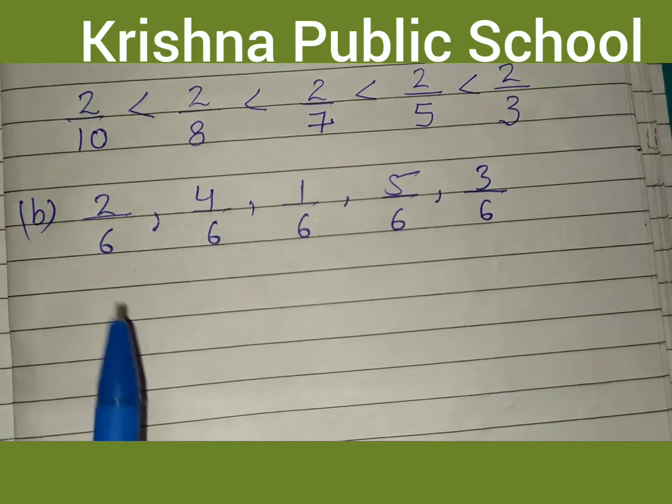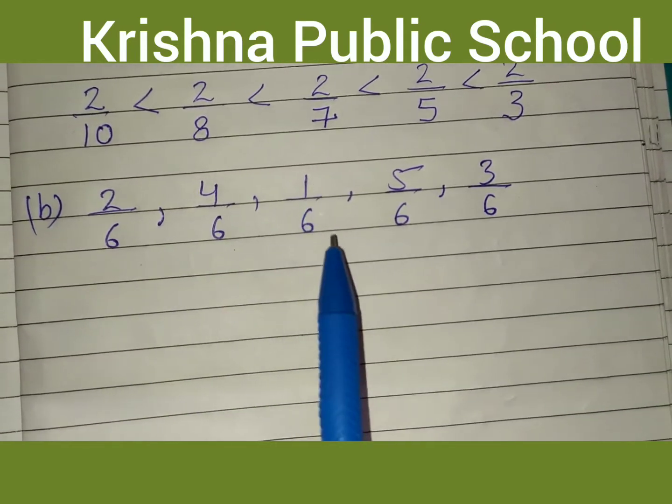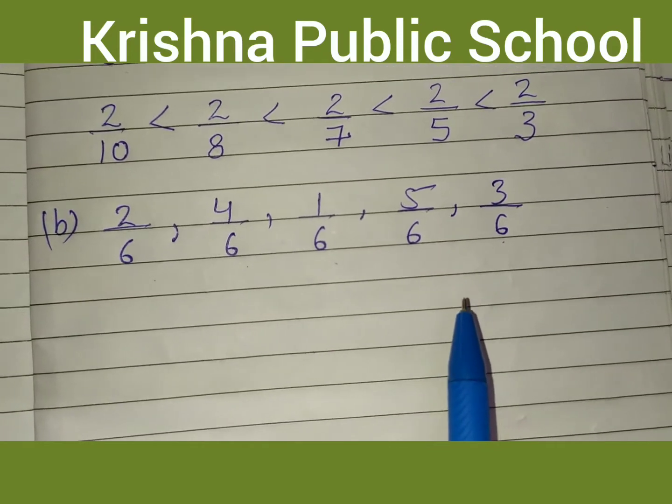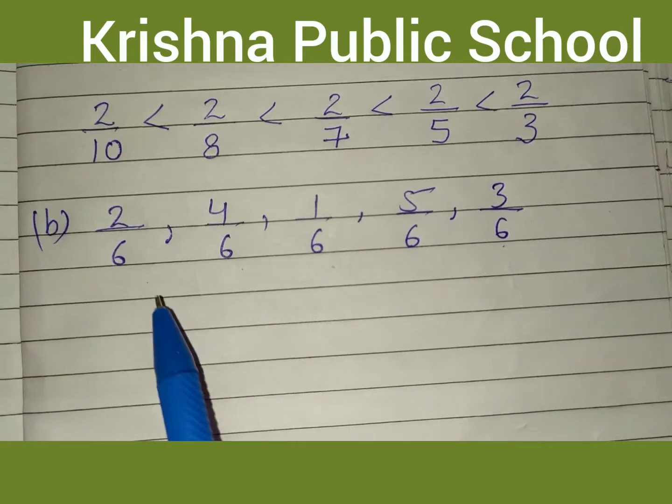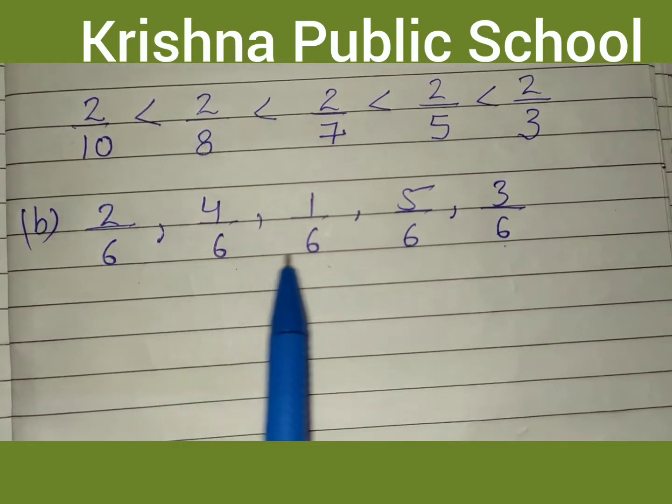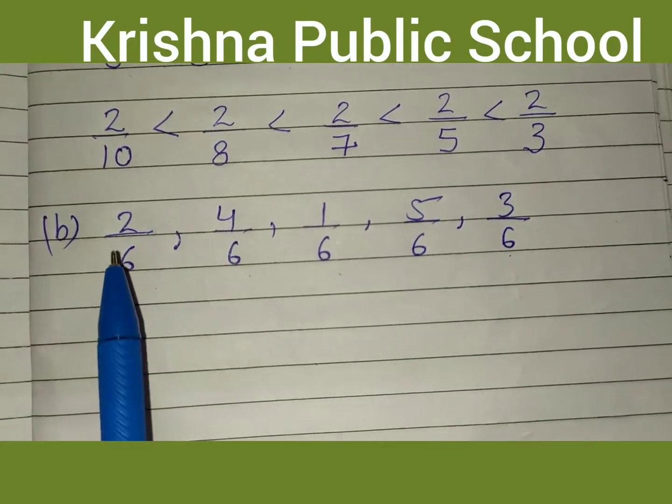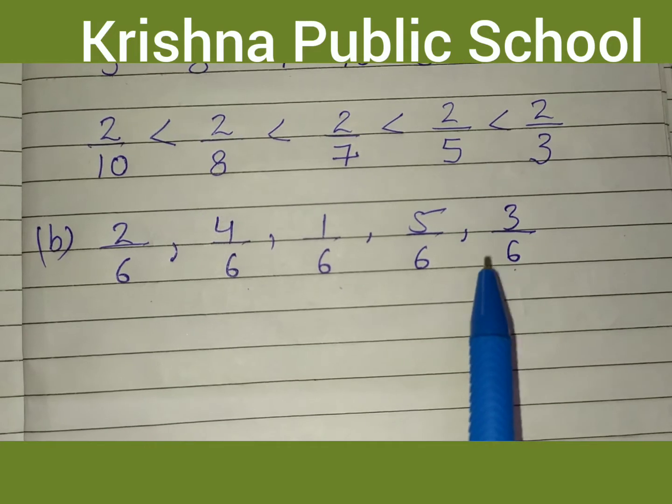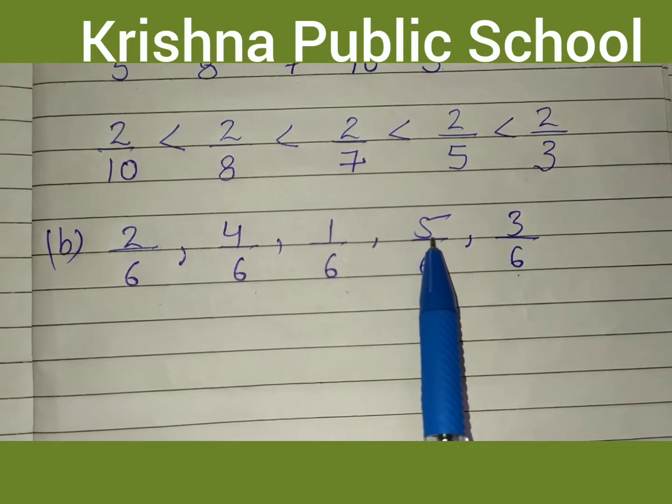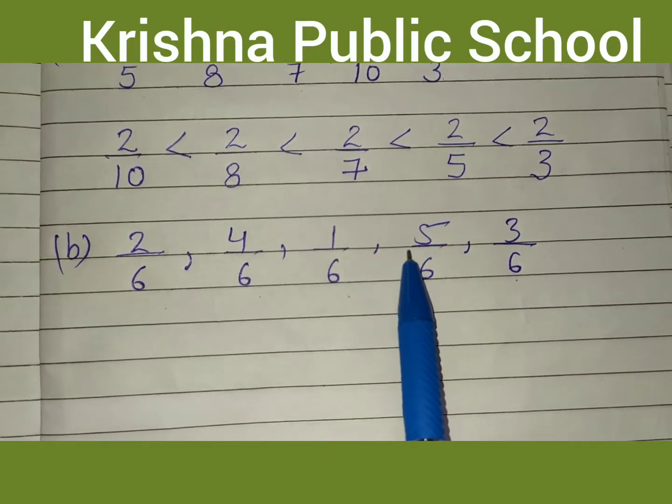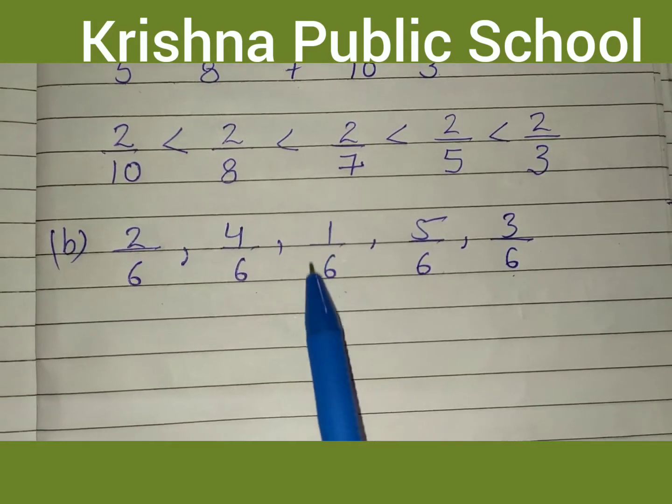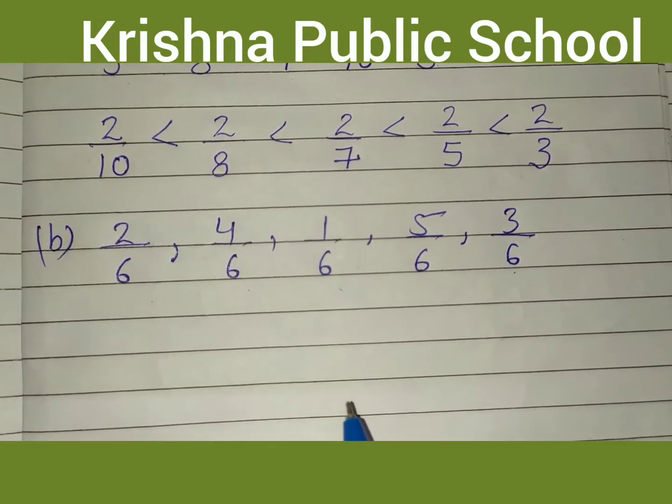Next question is 2 upon 6, 4 upon 6, 1 upon 6, 5 upon 6, 3 upon 6. Arrange the following in ascending order. Children, denominator 6 is common. So you have to compare the numerators. Numerators are 2, 4, 1, 5, 3. The numerator 5 is greater. That is why this fraction is greatest. And 1 is the smaller numerator. That is why 1 upon 6 is the smaller fraction.